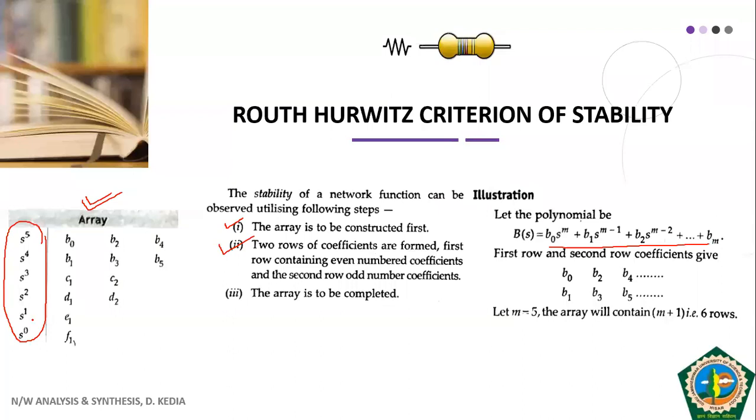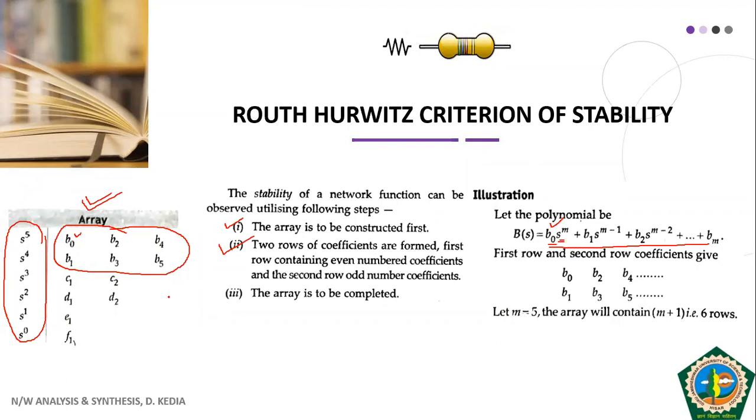Without worrying about whether some coefficient is present or not, we will write from the highest degree till the lowest one. Then after that, we will start with the first coefficient of the highest power of the polynomial. The highest power is s raised to power m, and its coefficient is b0. We will write b0 here. We will develop these two rows. First we have constructed an array, and now we will develop these two rows.